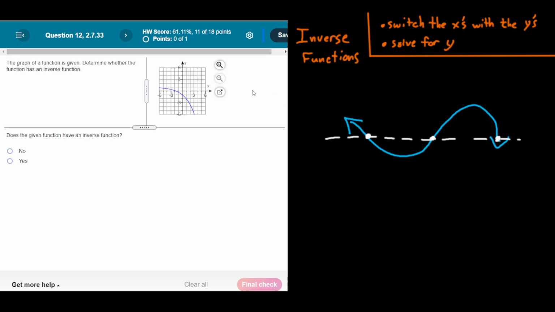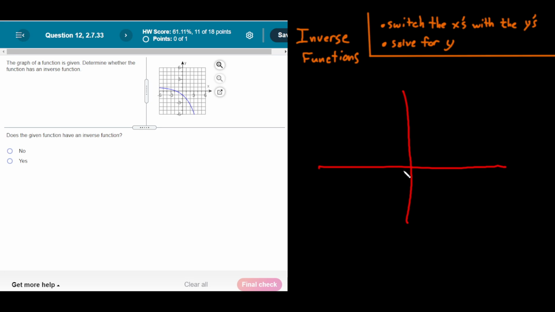Okay, determine whether the function has an inverse. So look at the shape of the graph. There are two ways that you can do this. You can do the horizontal line test like we've been doing, right? It's tried and true. So I'm going to be a little ugly here. All right. So we have a little graph that goes from here to here, right? Something like that. I don't know.